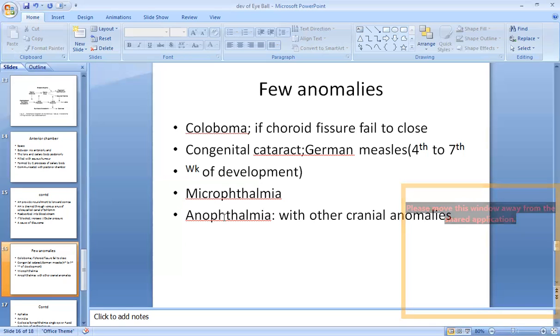Microphthalmia is a very small eye or a less developed eye. Then the other is anophthalmia. Anophthalmia is the absence of development of the eye, and it is associated with other cranial abnormalities as well. Coloboma, when the choroid fissure fails to close. Congenital cataract, when the female is infected with German measles, specifically at the 4 to 7 week of pregnancy.